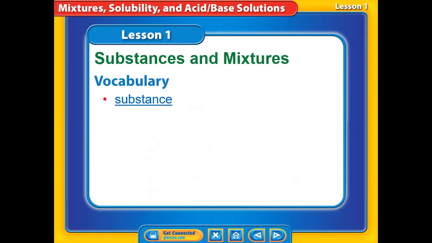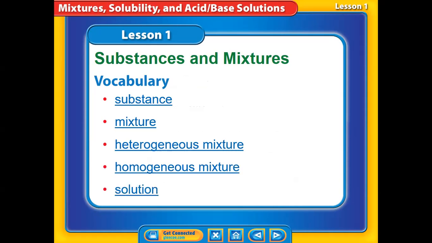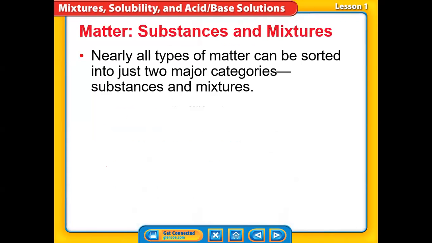So, the new vocabulary which we're going to learn in this one is substance, or we can say element, mixture, heterogeneous mixture, homogeneous mixture, and solution. So let's start here, guys.